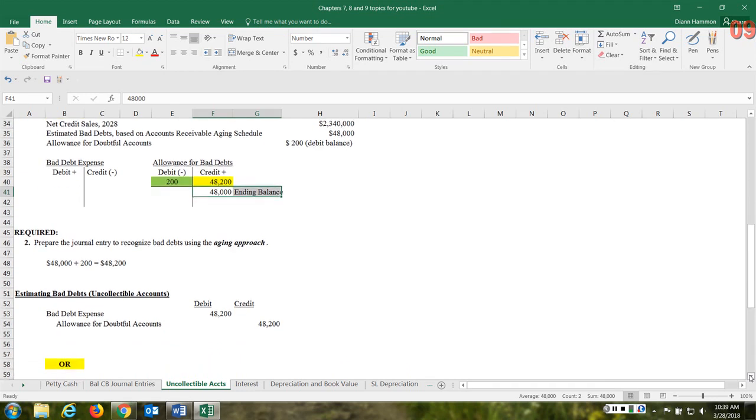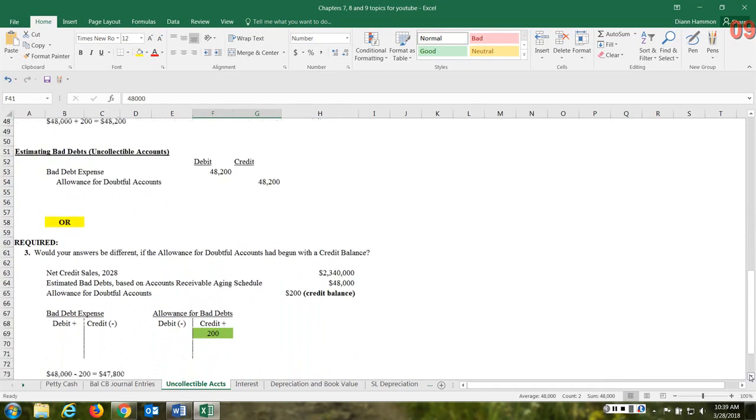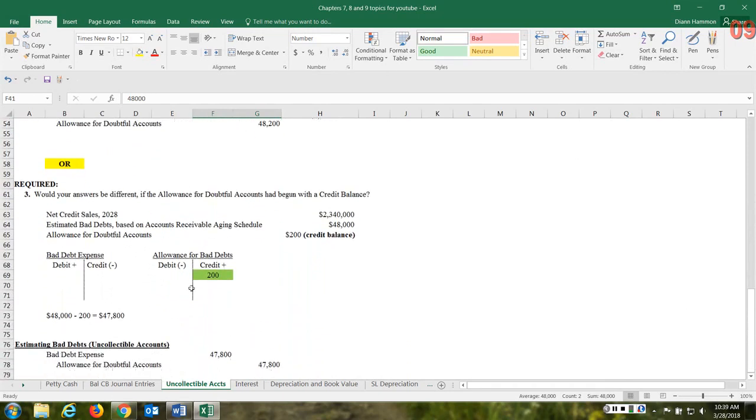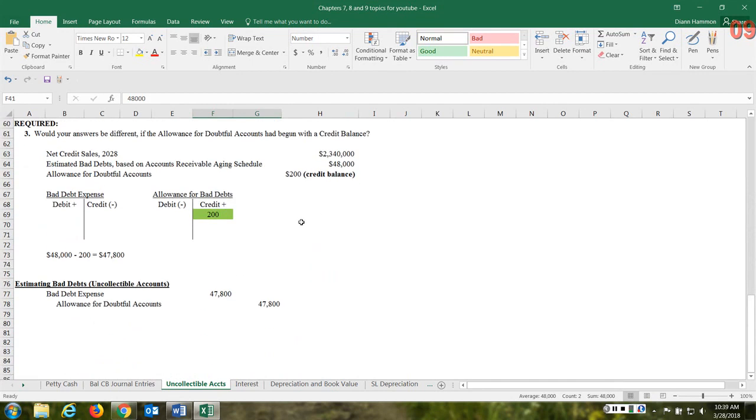Okay, let's look at another what if. So that's with a debit balance in that account. Now what if that account has a credit balance of 200? So everything's the same except I changed the balance. Instead of a debit balance, we have a credit balance. Well, we still want to have 48,000 as the end balance in this allowance account. So let me get that ending balance.